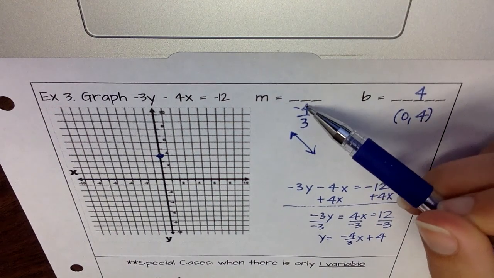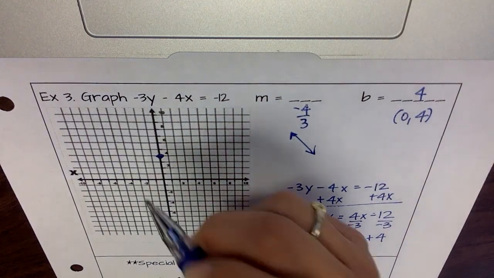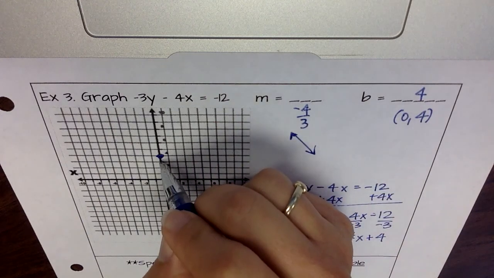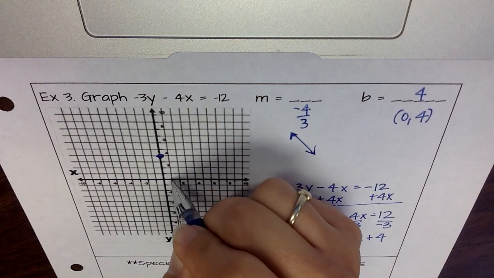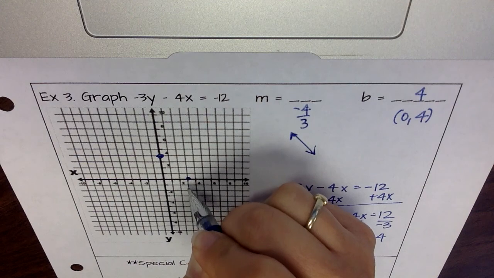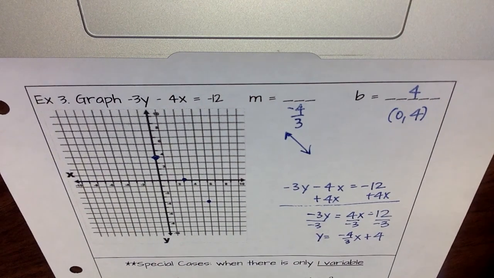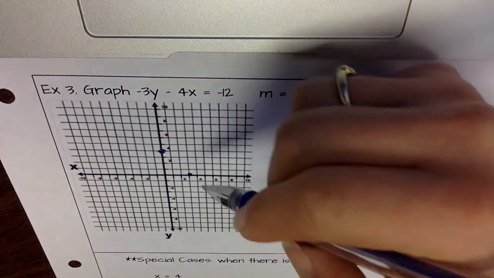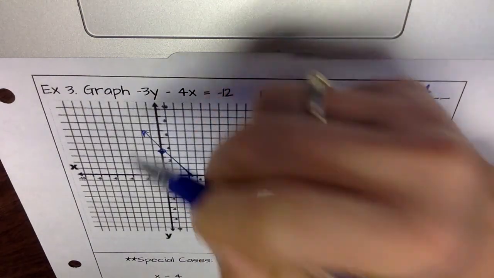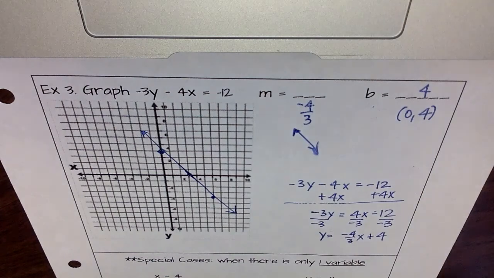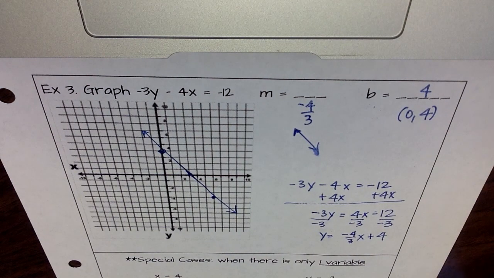Now we're going to count down 4 and then to the right 3. So I'm going to go down 1, 2, 3, 4, and over 1, 2, 3. You could keep going, but I've done 3 values, so I'm going to graph my equation, draw my arrows to indicate that it goes on, and I have just graphed this.